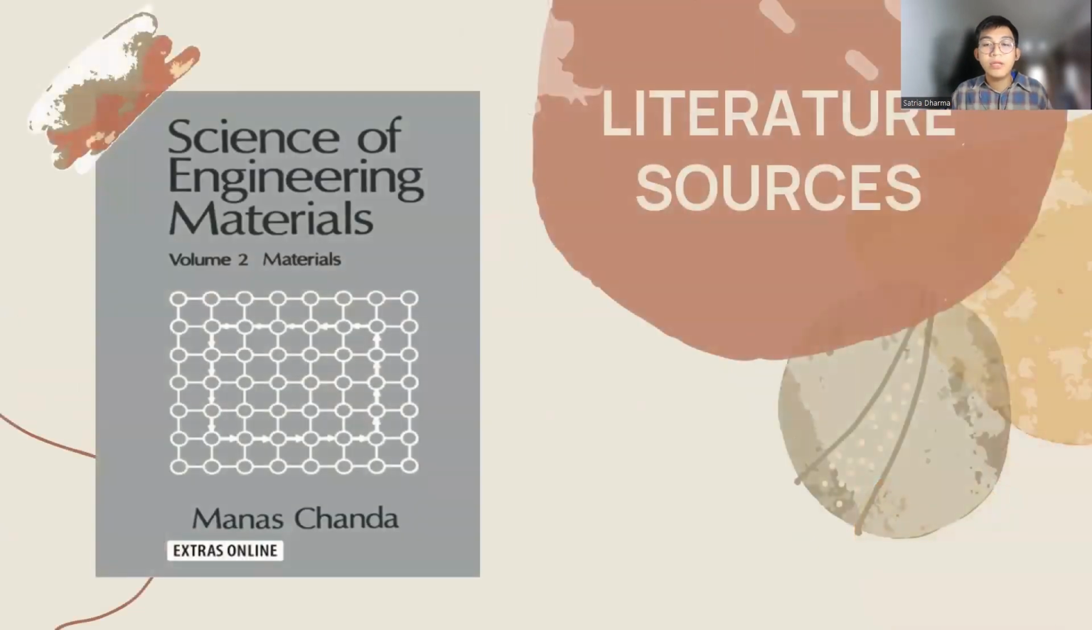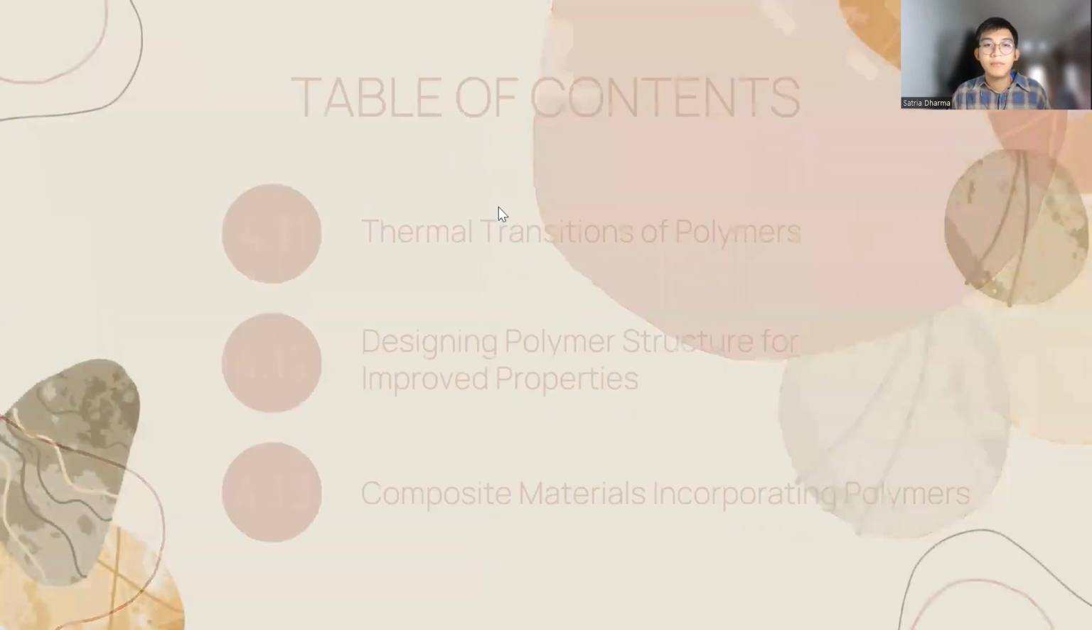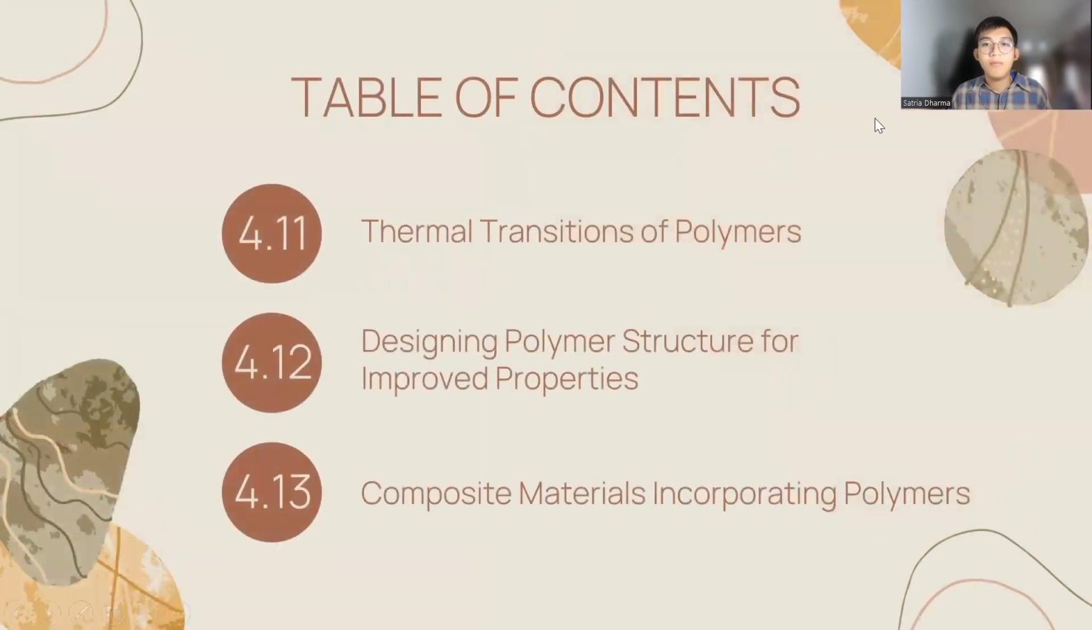The literature source that I use the most in this video is the electronic book Science of Engineering Materials Volume 2 by Chanda. The table of contents that we discuss in this video are 4.11 Thermal Transition of Polymers, 4.12 Designing Polymer Structure for Improved Properties, and 4.13 Composite Materials Incorporating Polymers.